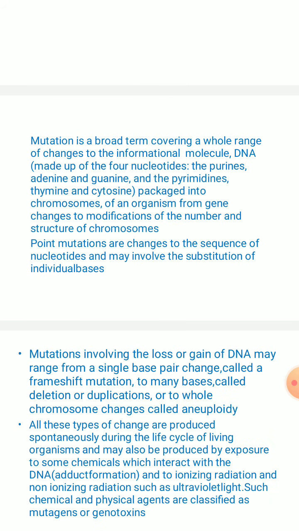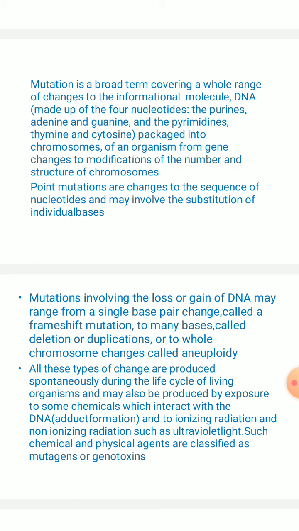All these types of changes can be produced spontaneously during the life cycle of living organisms, and they can also be produced by exposure to some chemicals which can interact with the DNA molecule, leading to adduct formation, and to ionizing radiations, and non-ionizing radiations such as ultraviolet. These may be either physical agents or chemical agents, which can be classified as mutagens or genotoxins, or even carcinogens.